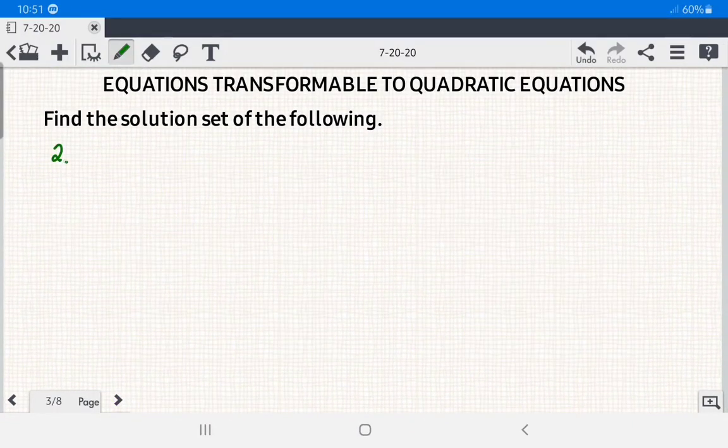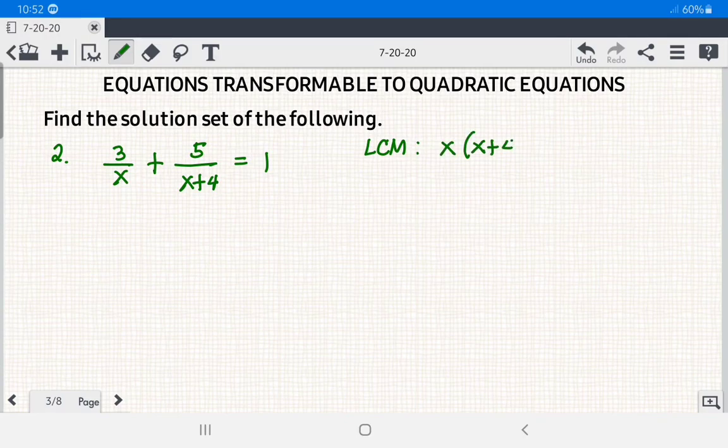Number 2, we have 3 over x plus 5 over x plus 4 equals 1. So here, the first step again is we're going to multiply both sides of the equation by the least common multiple, or the LCM, of all the denominators. So here in the given equation, the LCM is x and then x plus 4. Okay? So here, x and then x plus 4.